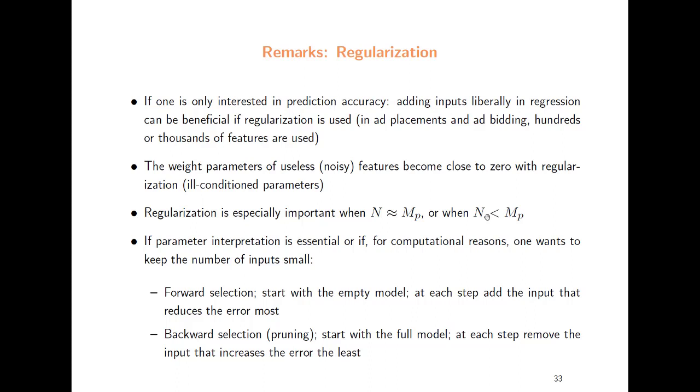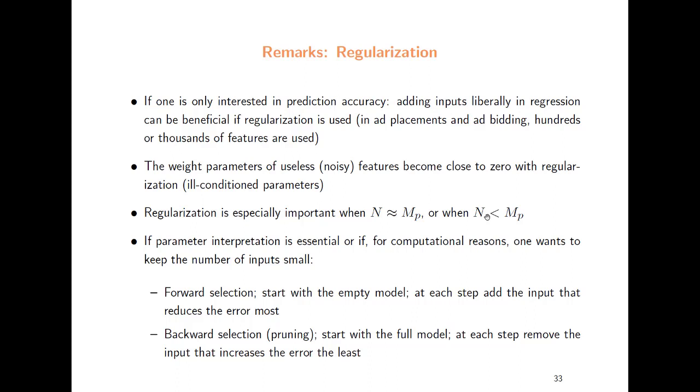One is forward selection. You start with an empty model, and then you add at each step the input to your model which decreases your test set error most, or training error. Both are possible. And then at some point you stop. So it's sort of a greedy approach, step by step. It doesn't guarantee that you get the best subset of inputs, but it's a very practical strategy.